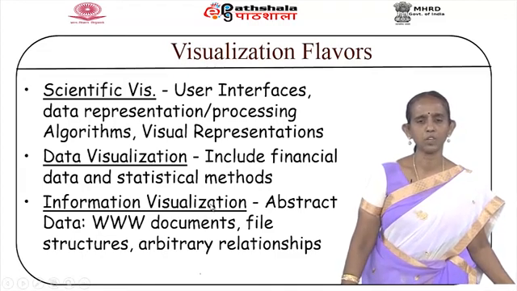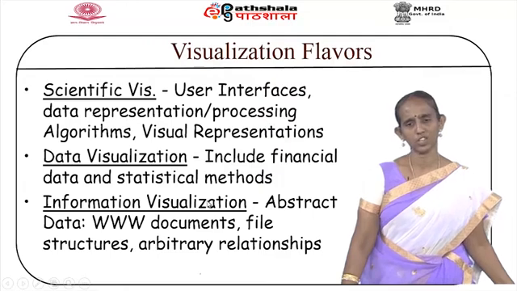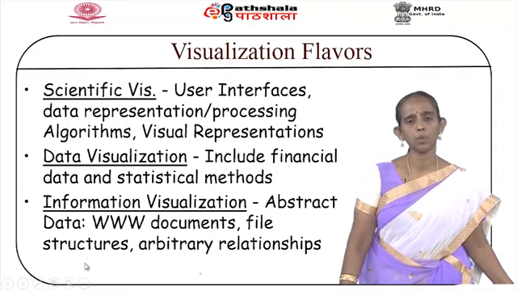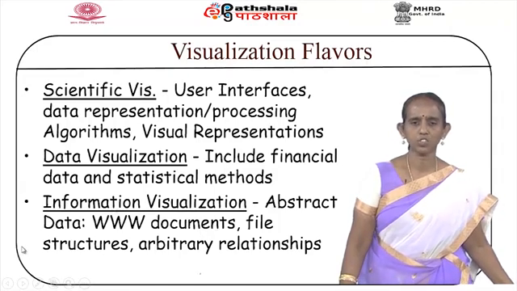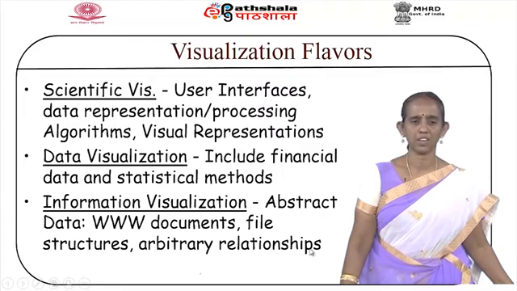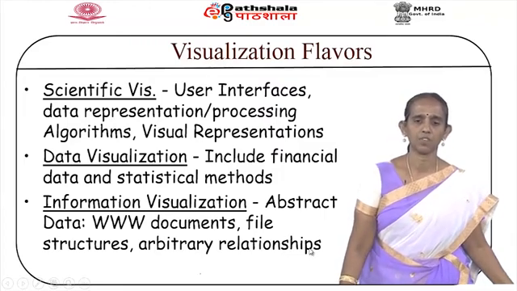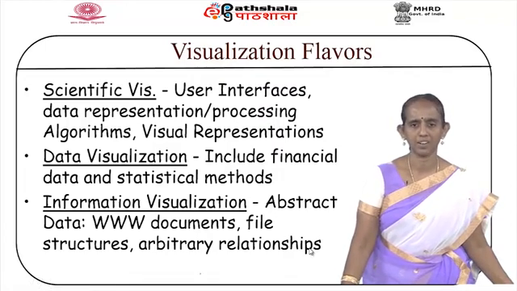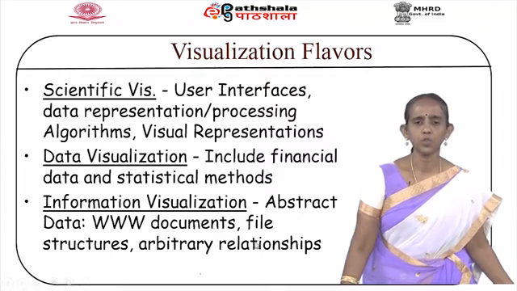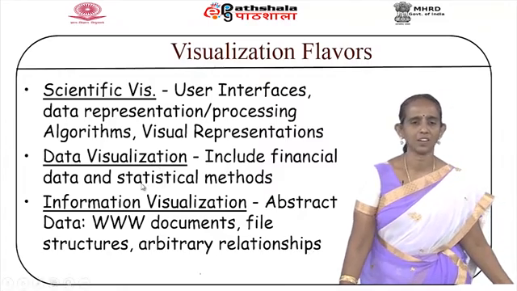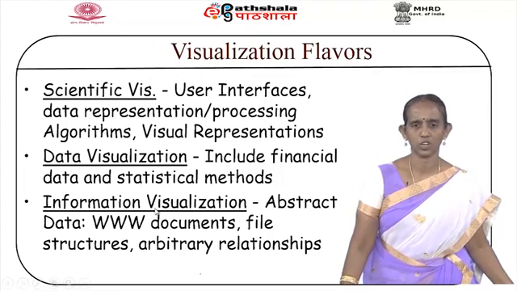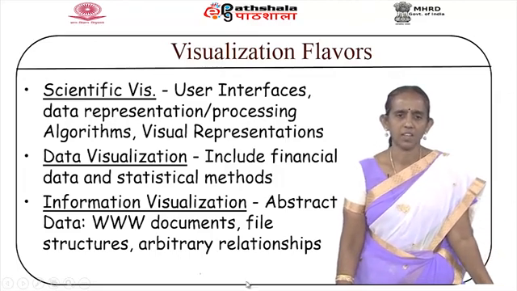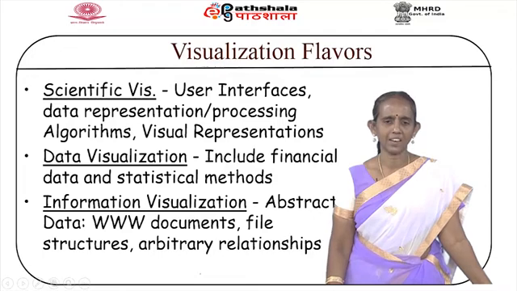The next one is information visualization. In information visualization, the data sets that we use are going to be abstract data sets. For example, WWW documents, file structures, or the arbitrary kind of relationships that exist between various websites or web pages in a website. These are examples of abstract data sets, and if the visual represents these kinds of abstract data sets, it is called information visualization. So basically the visualization flavors are classified into 3 types: scientific, data visualization and information visualization.